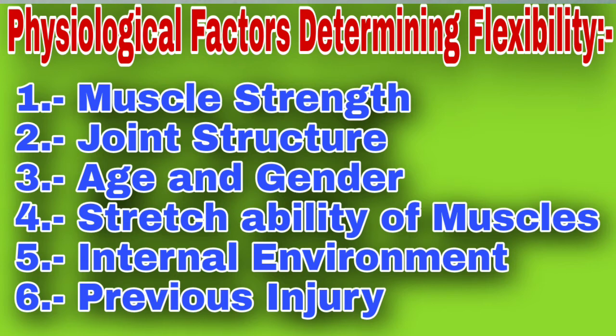Now let's know the next point, joint structure. What is the use of it in flexibility? The human body has various types of joints. Some joints intrinsically have a higher range of motion than others. For instance, the ball and socket joint of the shoulder has a higher range of motion in comparison to the knee joint. So we have some joints which have a higher level of movement ability.